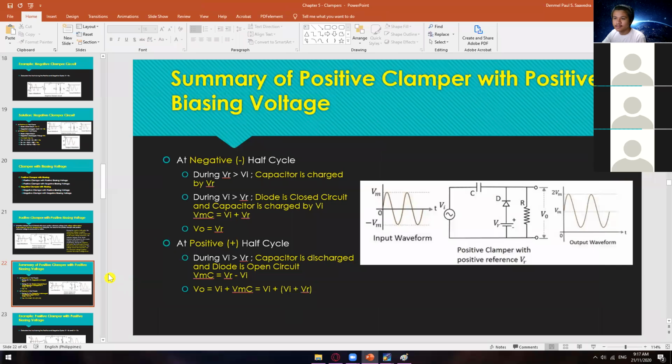Okay. So is there still anyone who wasn't enlightened? Okay, with the explanation of Mr. Magilao. So this is a big credits for Mr. Magilao since he's the one who was able to solve this kind of problem or circumstances. So are we clear so far before we proceed to the next one, or to the example of the positive clamper with positive biasing voltage?